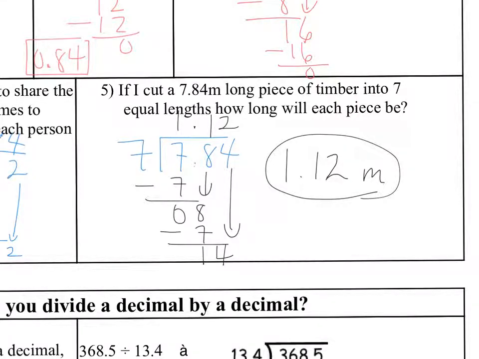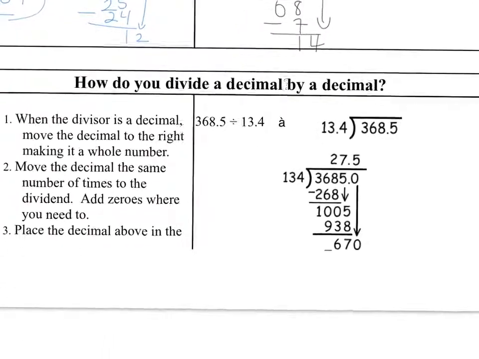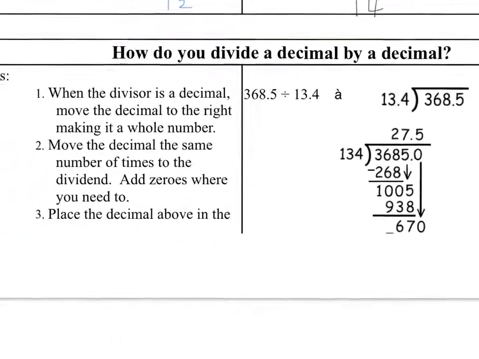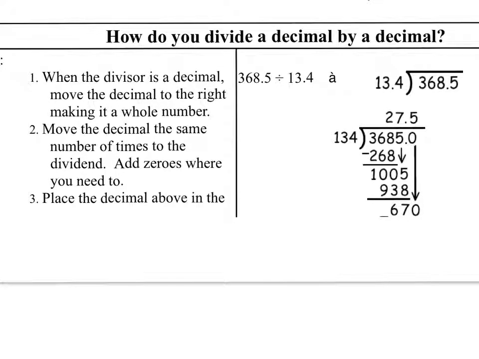So we just talked about dividing decimals by whole numbers. The next part is we're going to be talking about how do you divide a decimal by a decimal. So when the divisor is a decimal, move the decimal to the right, making it a whole number. Move the decimal the same number of times in the dividend and add zeros where you need to. Place a decimal above in the quotient.